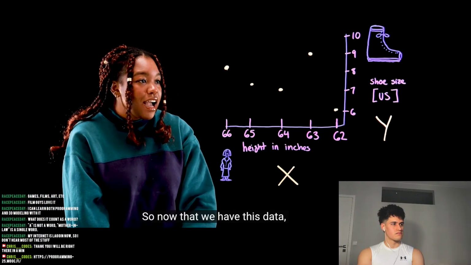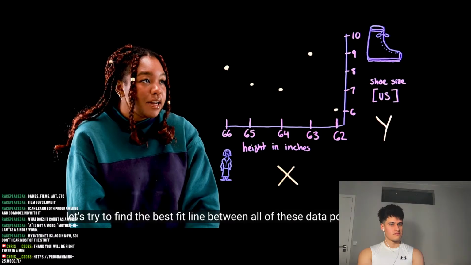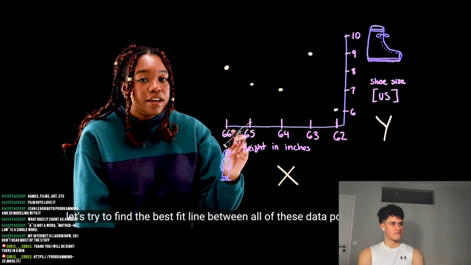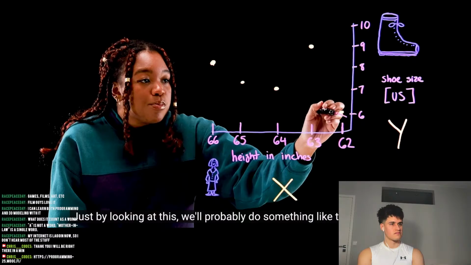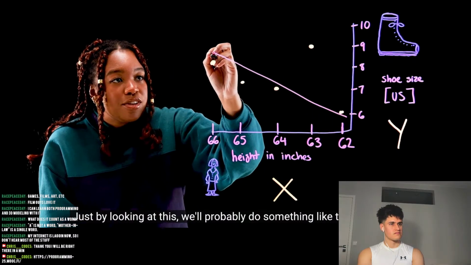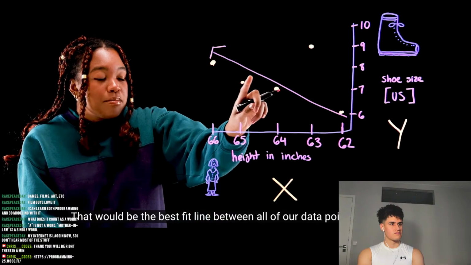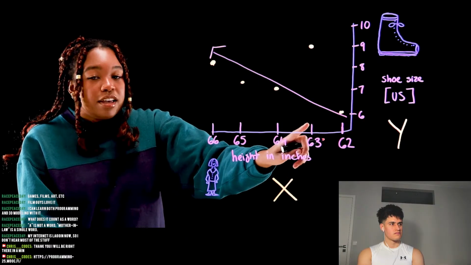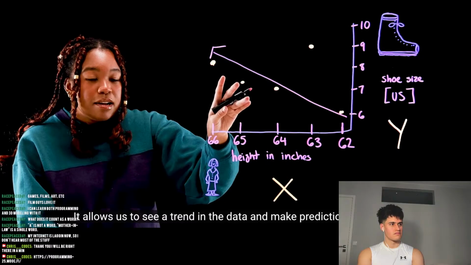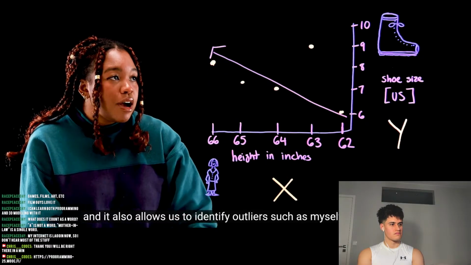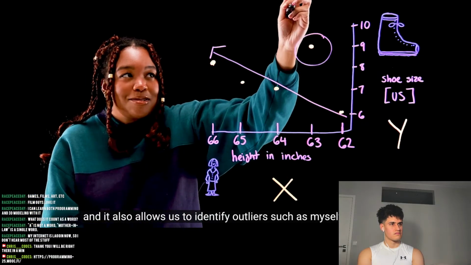So now that we have this data, let's try to find the best fit line between all of these data points. Just by looking at this, we'll probably do something like this. That would be the best fit line between all of our data points. It allows us to see a trend in the data and make predictions, and it also allows us to identify outliers, such as myself.